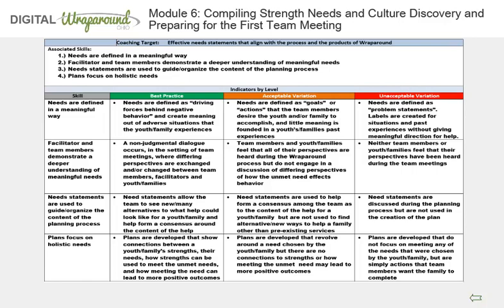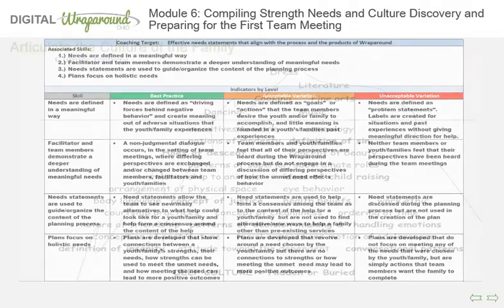The best practice would mean needs are defined as driving forces behind negative behavior and create meaning out of adverse situations that the youth and family experience. It helps to make sense out of the undesirable behavior and gives a better understanding of why it may be happening, even though we may want the behavior to change.